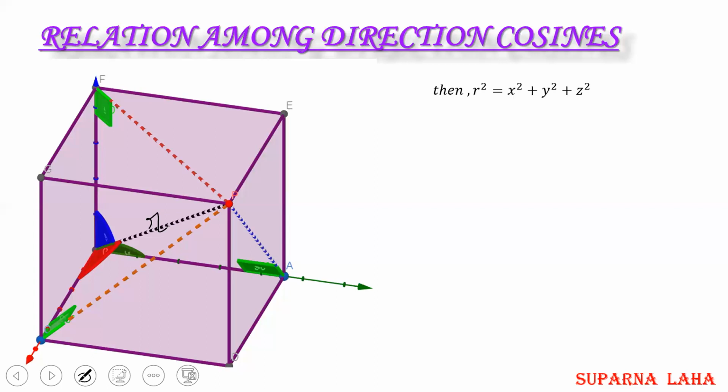Any distance between 2 points is represented by x square plus y square plus z square equals r square. Since you know how to find the distance between 2 points: x minus 0 the whole square plus y minus 0 the whole square plus z minus 0 the whole square. That is x square plus y square plus z square equals r square.